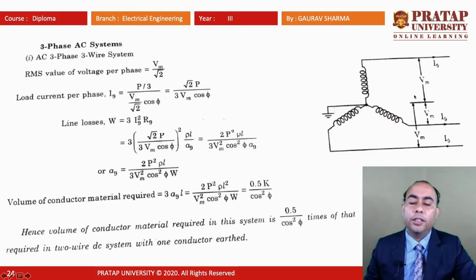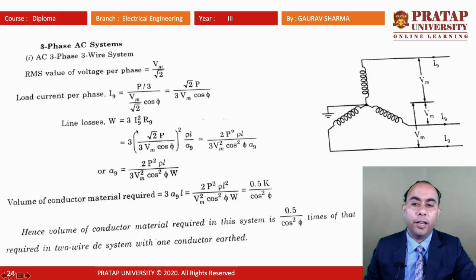Now the three-phase system. In a three-phase system we have the RMS per phase as Vm by root 2. From the midpoint earth, each and every phase voltage is Vm. So the RMS voltage is Vm by root 2. The load current is I9, we assume. So in one phase it is P by 3. So we calculate I9 equal to root 2 P by 3 Vm cos phi.